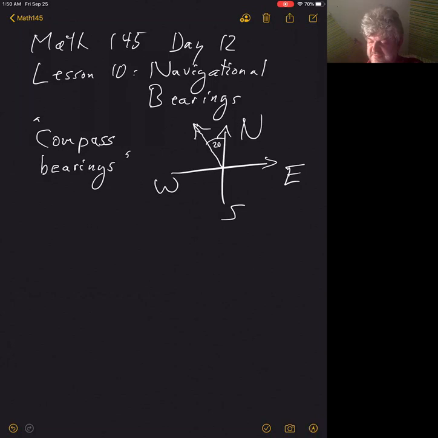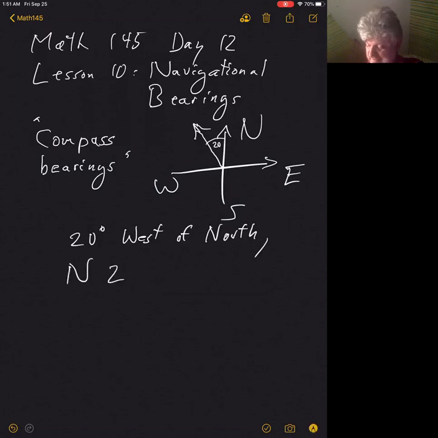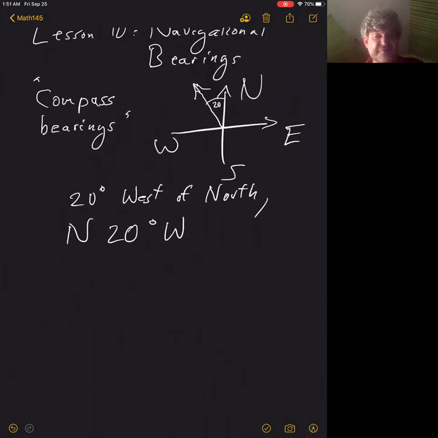So that would be an example for what they call 20 degrees west of north, and written oftentimes as 20 degrees west. And then you can go east of north, right? That's a little off to the right, east of north. You can go east of south or west of south. Let's do an example for that.